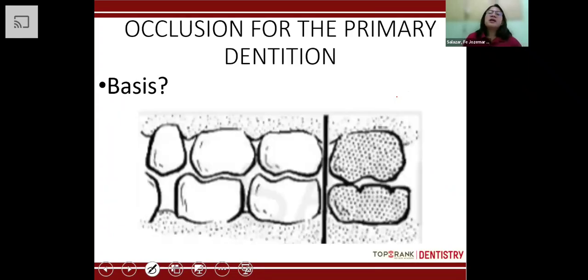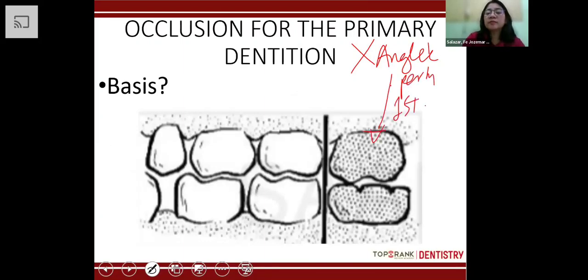Now let's discuss occlusion for the primary dentition. When we are talking primary, there is no permanent tooth yet, so we cannot use Angle's classification. Why? Because Angle's classification is based on the permanent first molar. What if it's not there yet? We cannot use Angle.